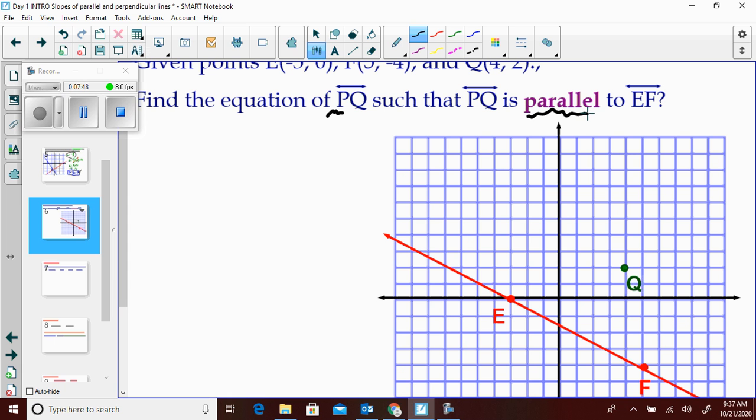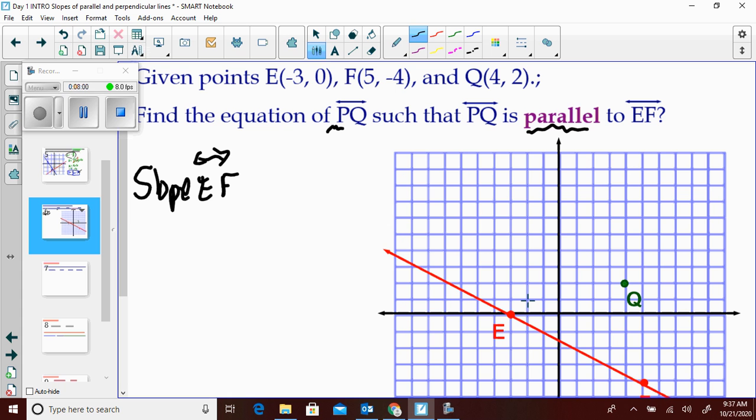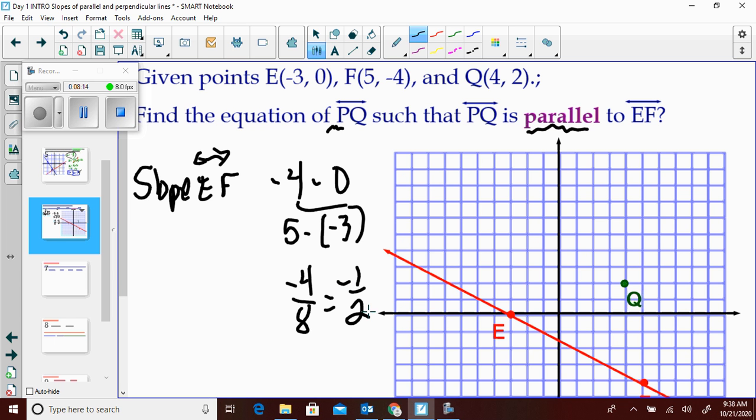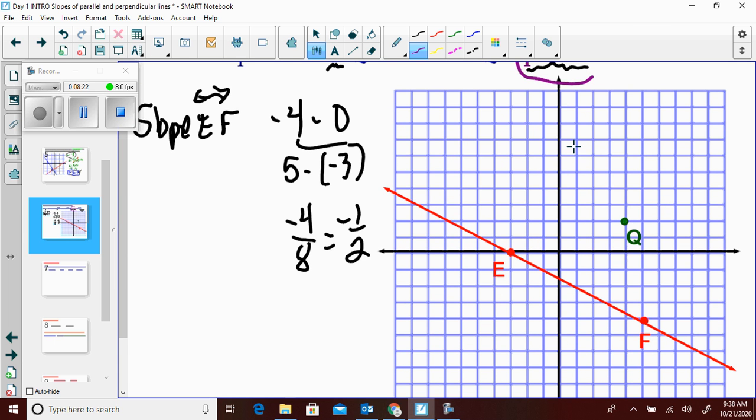Ah, correct. Since it's parallel, I need the same slope. So I need the slope of EF. I need the slope of this red line here. So slope of EF is the change in y, -4 minus 0 over 5 minus -3. -4 over 8 is -1/2. The parallel slope is going to be -1/2. So I have -1/2 x plus b.